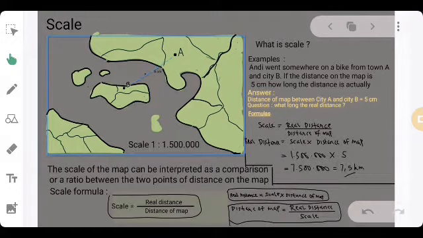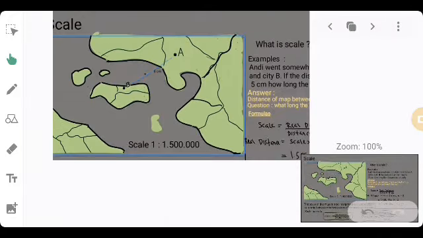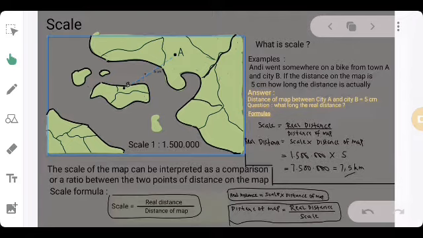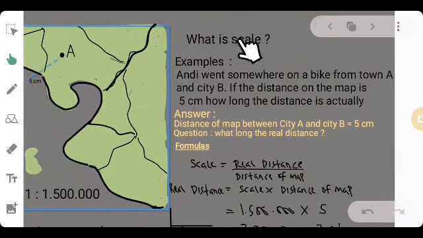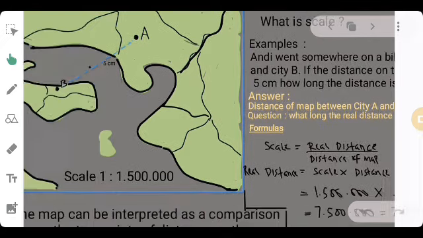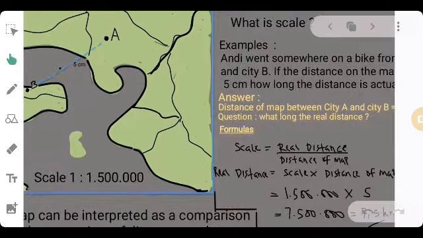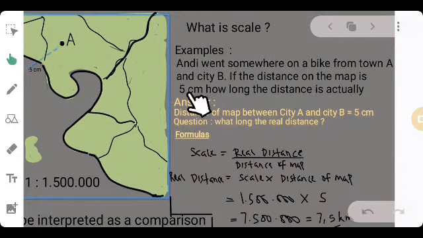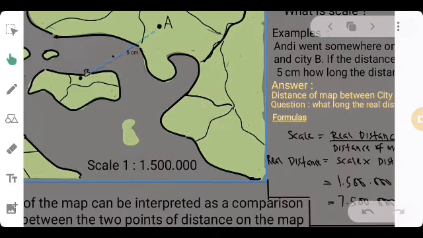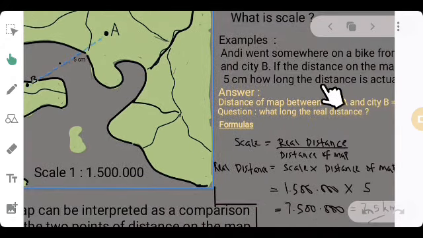Next, scale. What is scale? Scale comes after ratio. For example, Andy went somewhere on a bike from town A to city B. If the distance on the map between A and B is 5 centimeter, how long is the actual distance?